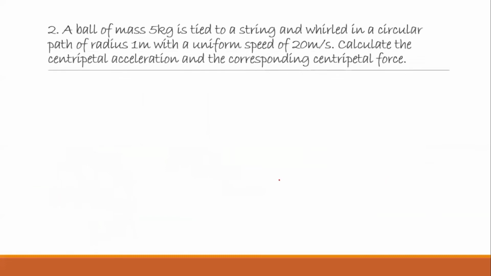Number two, say a ball of mass 5 kg is tied to a string and whirled in a circular path of radius 1 meter with a uniform speed of 20 meters per second. Calculate the centripetal acceleration and the corresponding centripetal force.